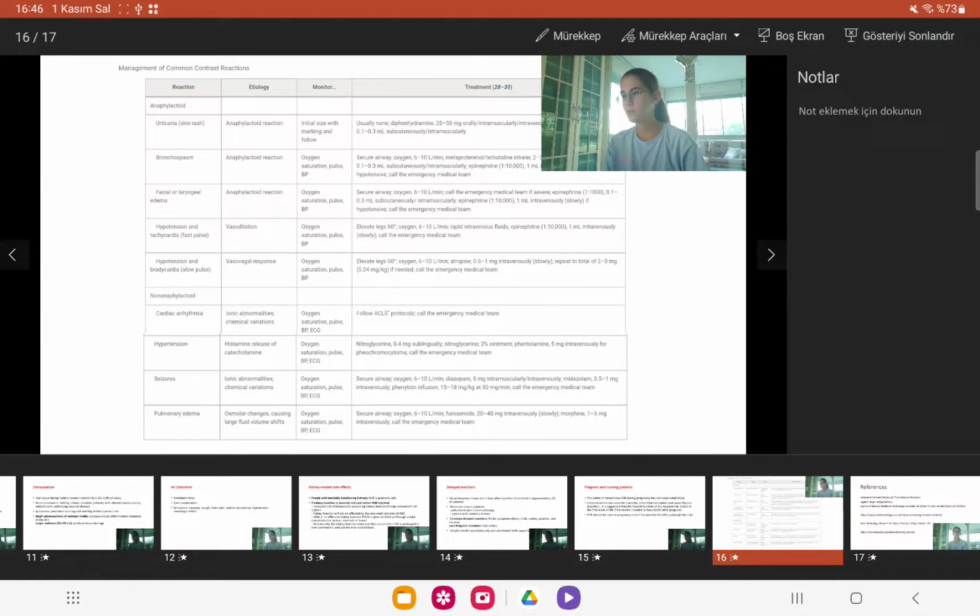Here we can see some common contrast reactions. Like I said, there are two basic types, anaphylactoid and non-anaphylactoid. These reactions include skin rashes, bronchospasm, facial or laryngeal edema, hypotension and tachycardia, which is a fast pulse, and hypotension and bradycardia, a slow pulse. Cardiac arrhythmia, hypertension, seizures, and pulmonary edema.